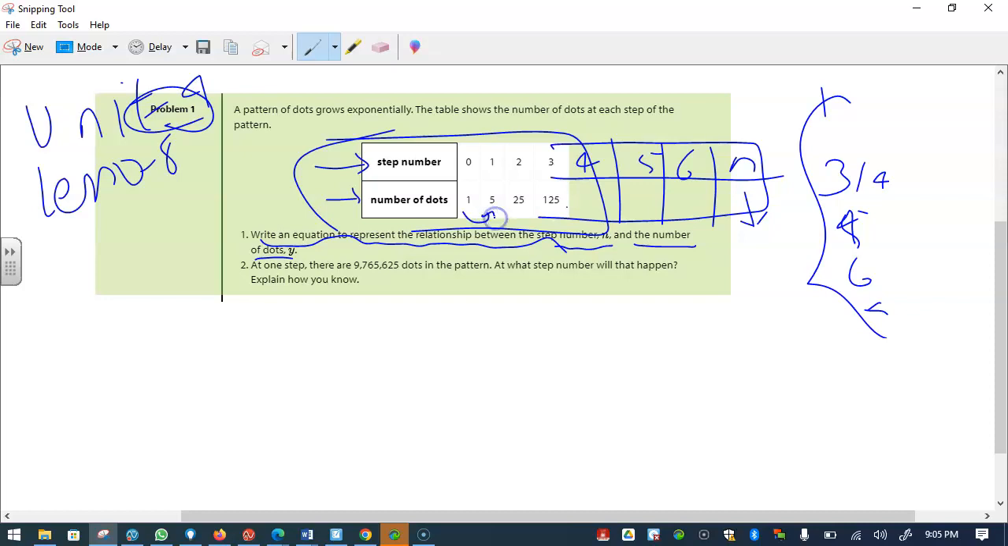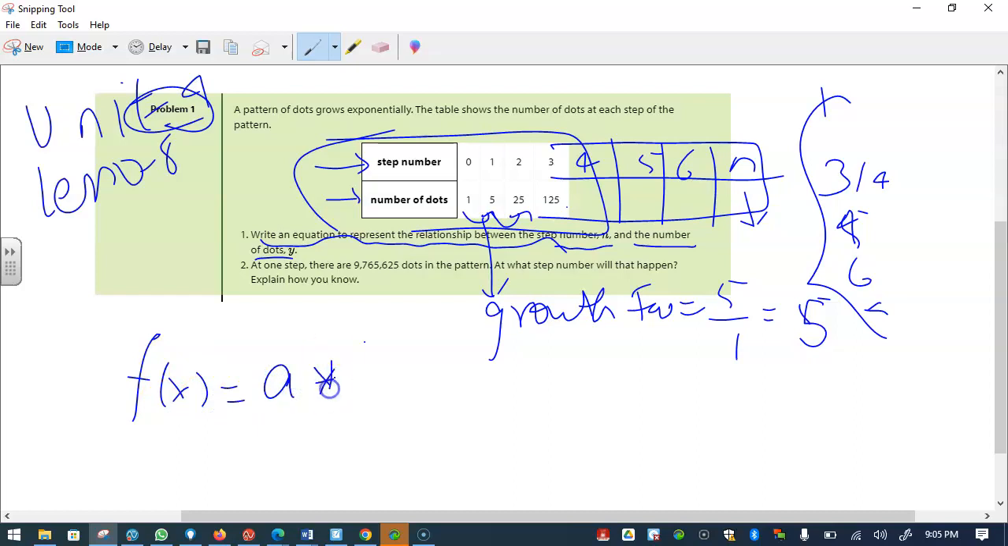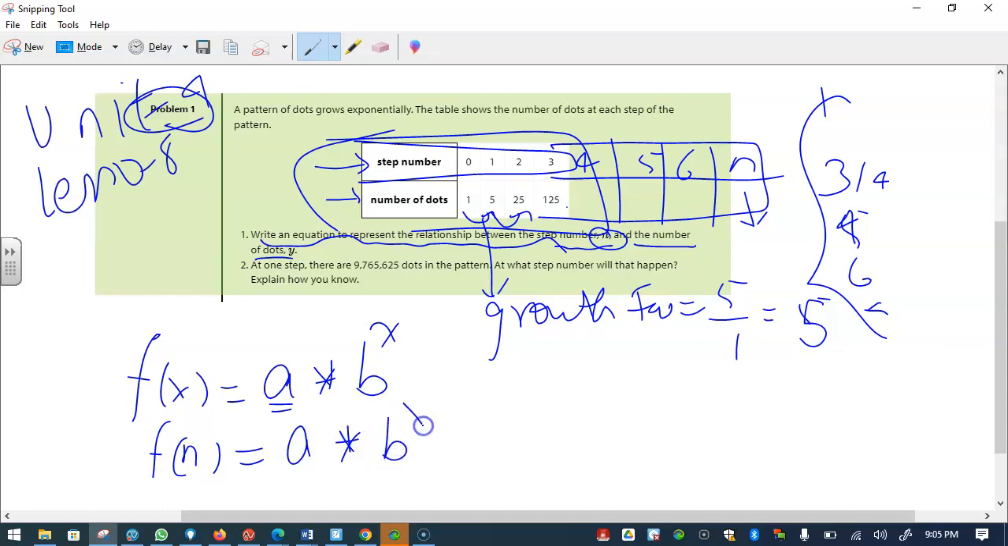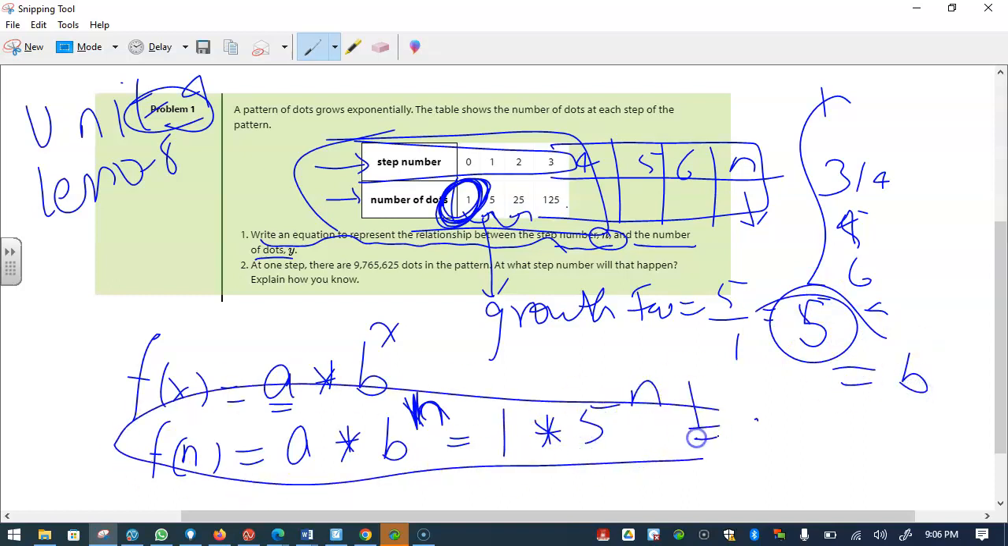You can clearly see it goes 1, 5, and there is a growth factor, which is 5 divided by 1, that is 5. So every time you multiply by 5. That means the exponential function f is a times b raised to x. Here, because they gave us n in the problem, instead of x I'm going to write n. A is the beginning value, that's the A, and B is the growth factor. The first one is given as A: in the first step there's a single dot. So 1 times, and then the growth factor is 5, so 5 raised to n, and you're done. That's the answer, 5 raised to n.